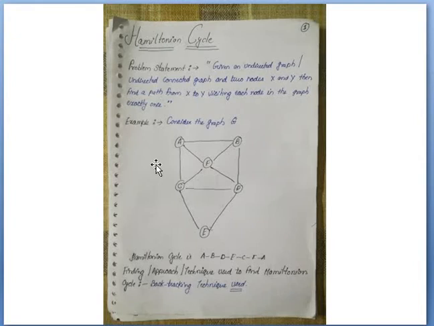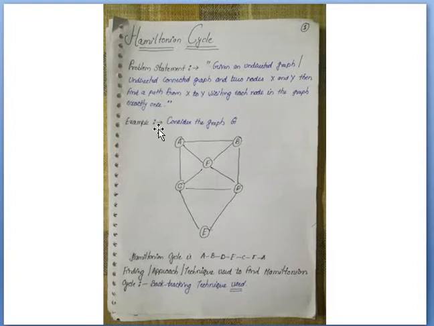The Hamiltonian cycle will be like this: A, C, E, F, D and B, and after that B we have to go to node A. So here the main condition is that we have to find the minimum path from x to y such that each node in the path should be visited exactly once.